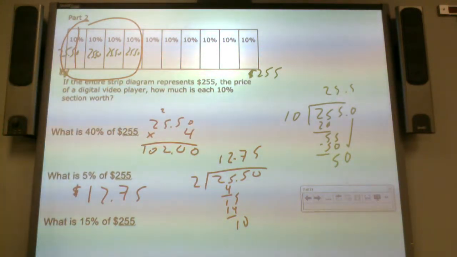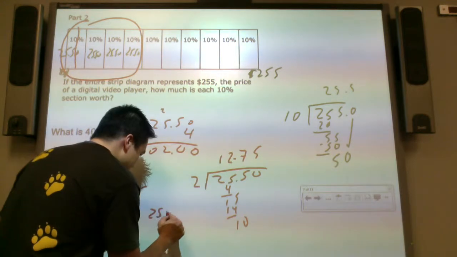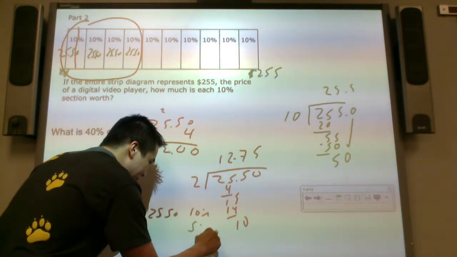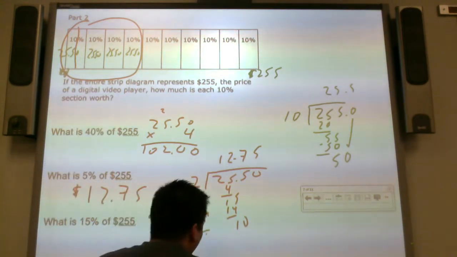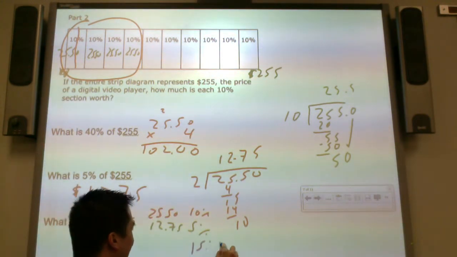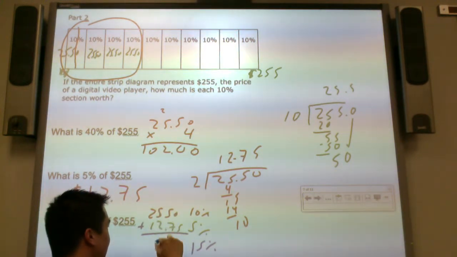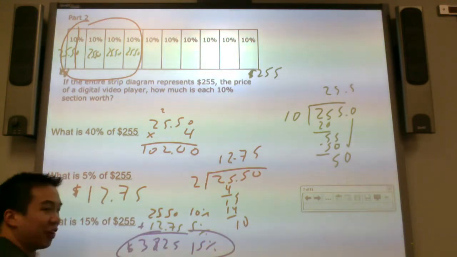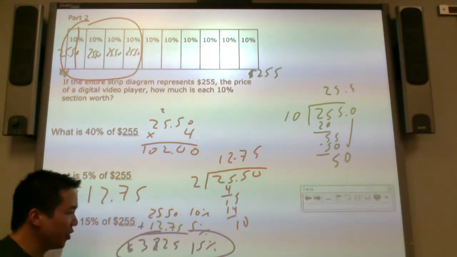What is 15% of $255? Well, I know 10% is $25.50, and I know 5% is $12.75. Together, it adds up to 15%. So $38.25 is 15% of $255.